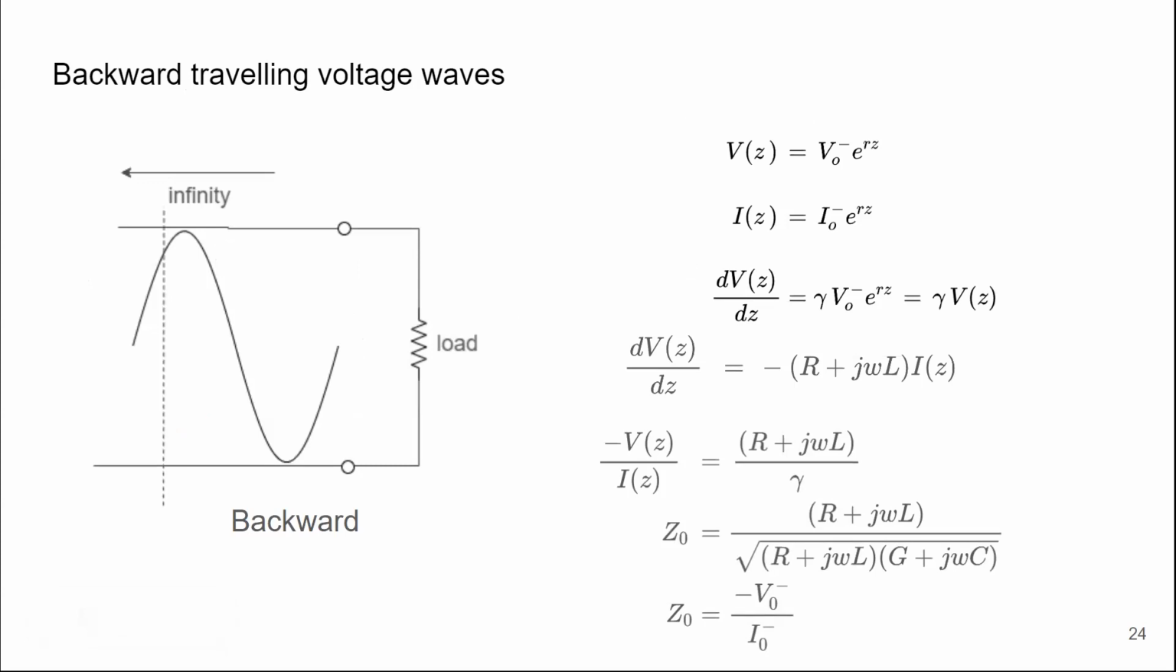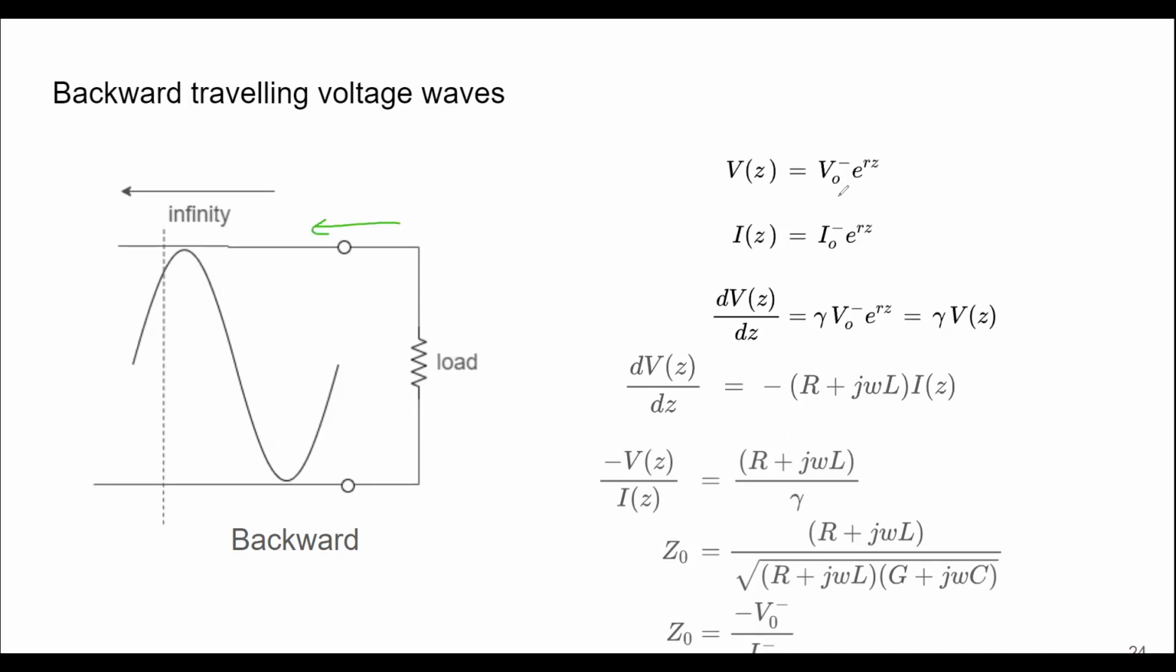So from the load end up to infinity, towards the side of the power source, the wave is traveling in this case. And in that case, we don't have a forward going voltage. We only have the backward going voltage. The backward going voltage is represented by V naught minus e to the power minus gamma z, right? So that is the backward going voltage.